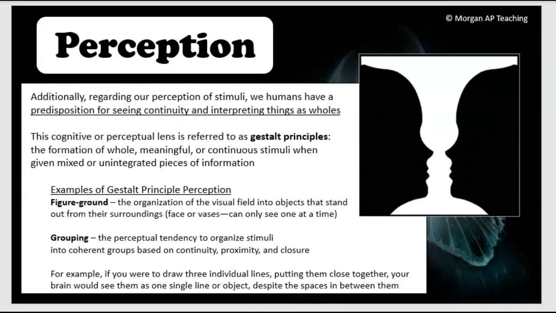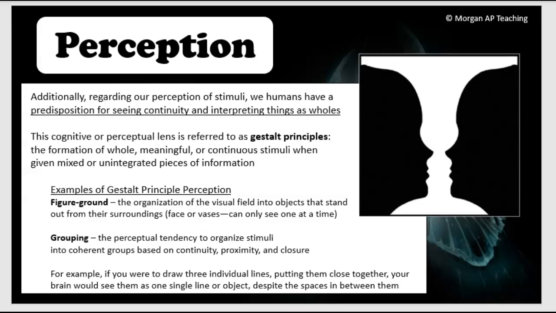All right, perception. Regarding our perception of stimuli, we humans, I love when we say that, we humans have a predisposition for seeing continuity and interpreting things as a whole. We've talked about this a few times, but this cognitive perceptual lens is referred to as the Gestalt principle. It's the formation of a whole, meaningful, or continuous stimuli when given things that are mixed or unintegrated. Your brain just wants to make sense of what you're looking at, so it starts to put those pieces together for you.